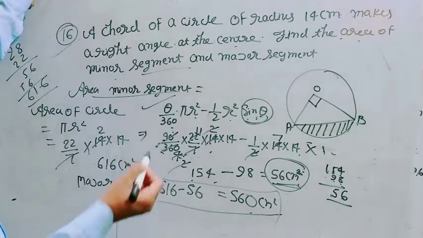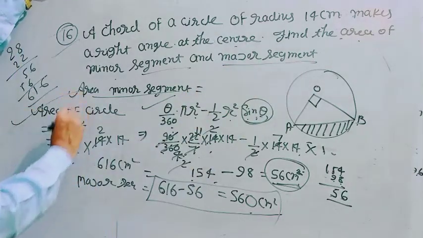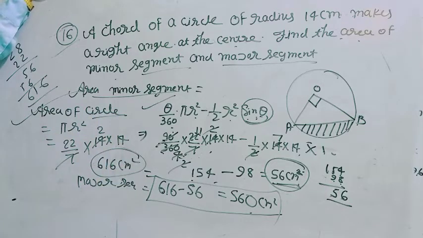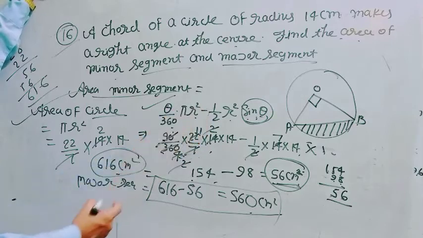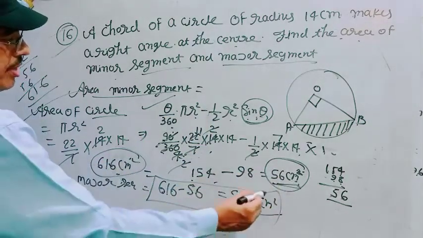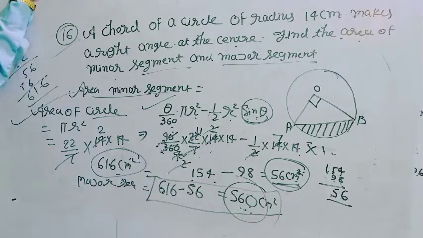After that, your question is also to find the area of the major segment. Then you first find the area of the circle, which is 616 cm square. Then what is the area of the major segment? From the circle you subtract the minor segment, then it is 560. It is the area of the major segment.